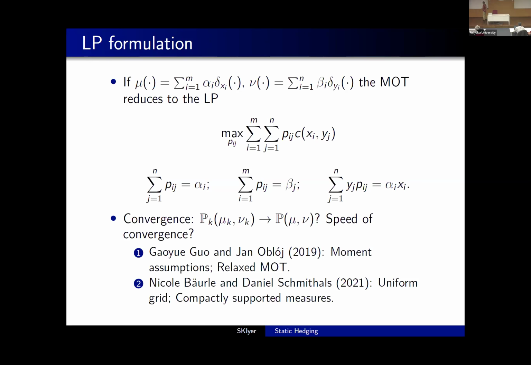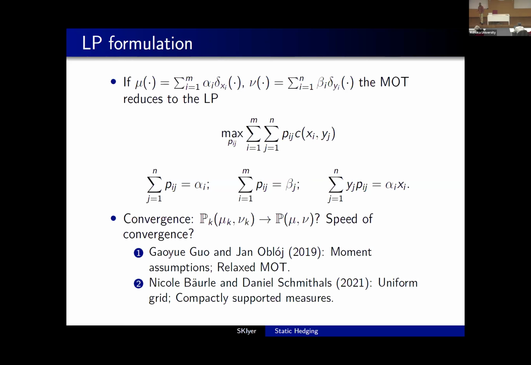There are some papers in the literature which tell us when this convergence would happen. There are some moment assumptions under which Guo and Obłój prove such a convergence result. They show that you need to relax the martingale constraint. It's called an epsilon relaxation of the martingale constraint, where epsilon goes to 0, but it can't go to 0 too fast. Under that condition, they show that this convergence would happen. There are similar results in the other paper that I mentioned earlier, but for compactly supported measures.